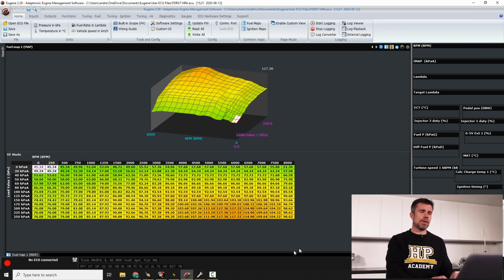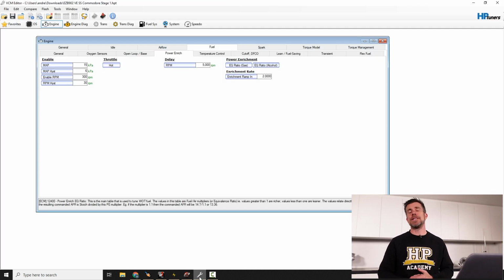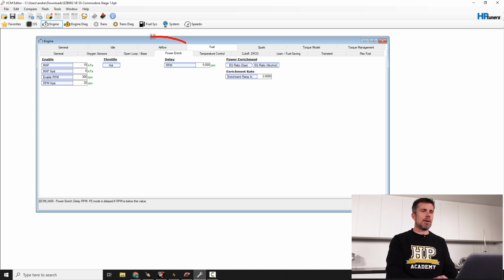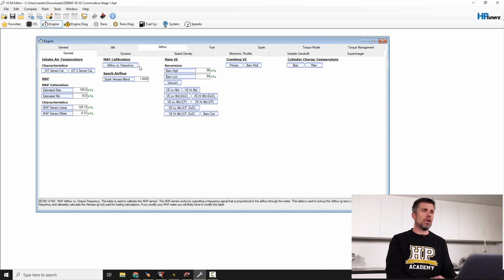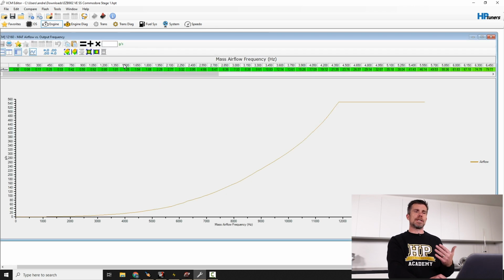On the other hand, let's jump across to the HP Tuners VCM Editor software. Here we've got a map loaded up for our Holden Commodore, which runs a GM 6-litre LS2. It's actually an L98 engine, but let's not split hairs. And we'll have a quick look at how this is set up. So we'll start by heading over to the airflow tab here, and we'll have a look at our mass airflow sensor calibration. So we'll click on that, and we can see what that looks like inside of the engine control module.